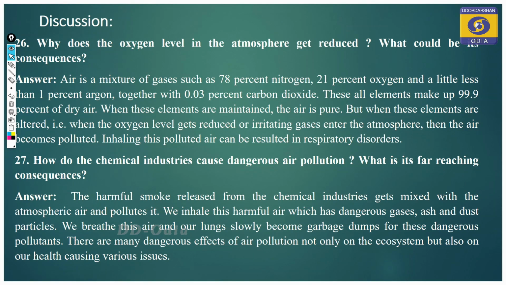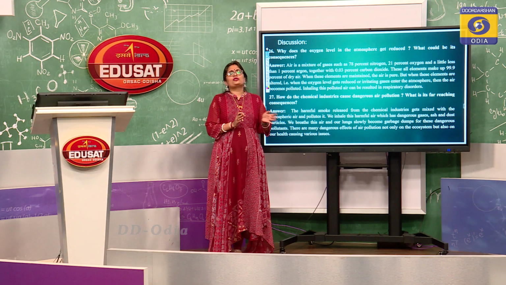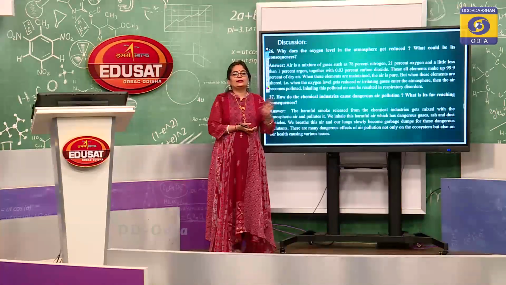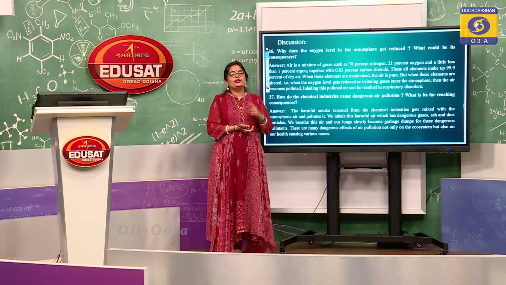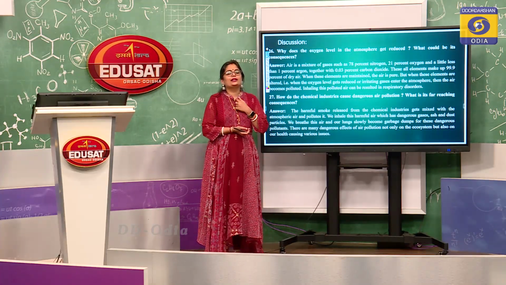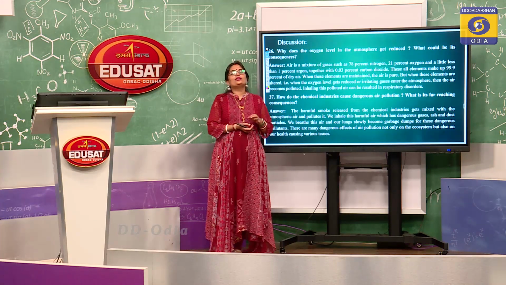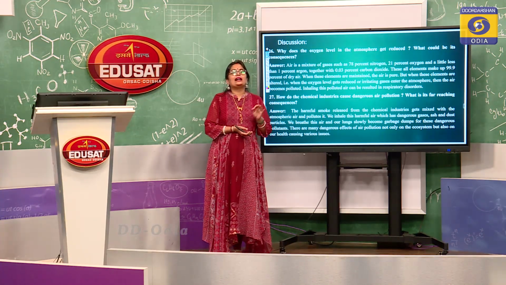Now, respiratory disorders may be of many kinds. It may affect your lungs, your trachea, your bronchi, and it may also affect other organs that are a part of your respiratory system. We also learnt in the previous slides, children, that apart from the respiratory system, your eyes, your throat and your skin are also affected to a large degree.